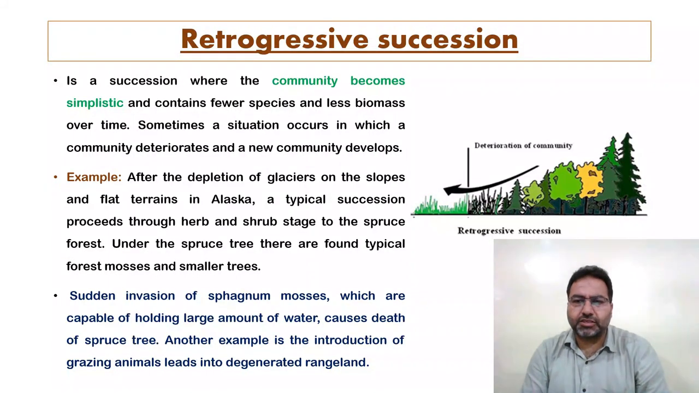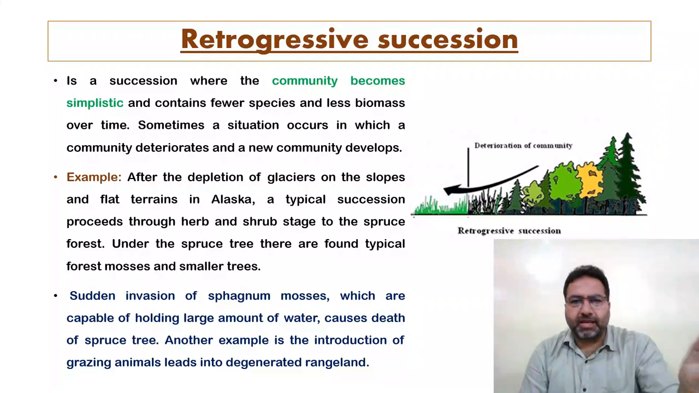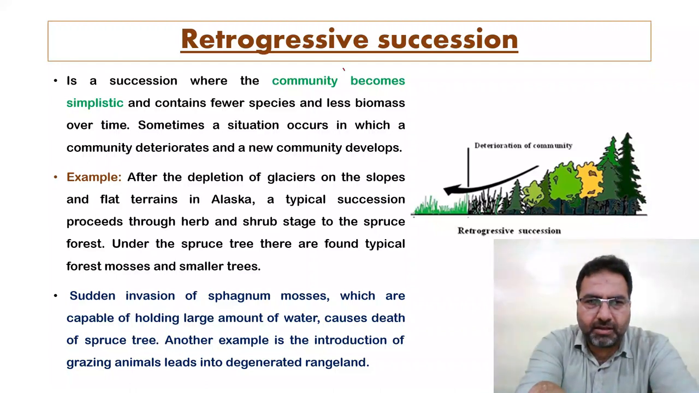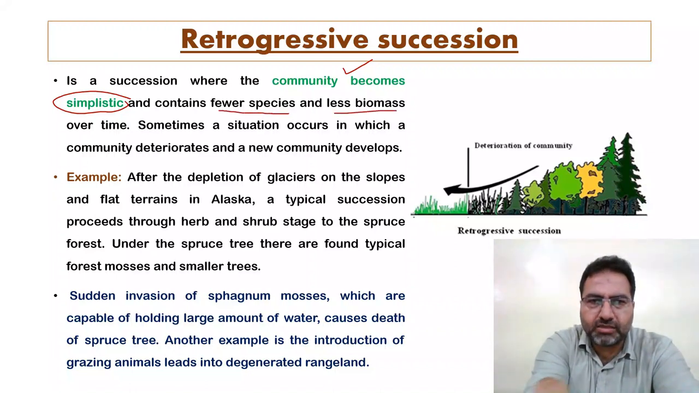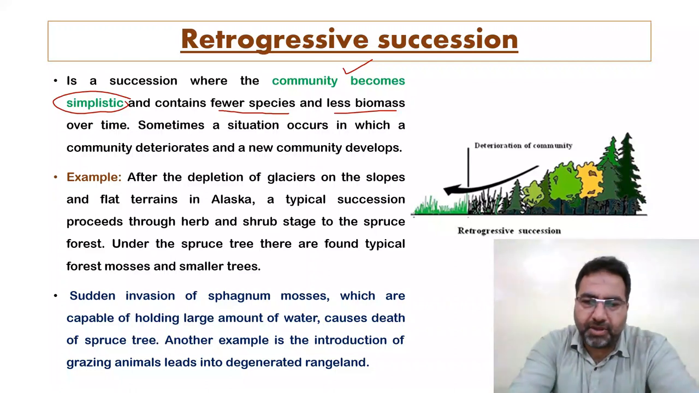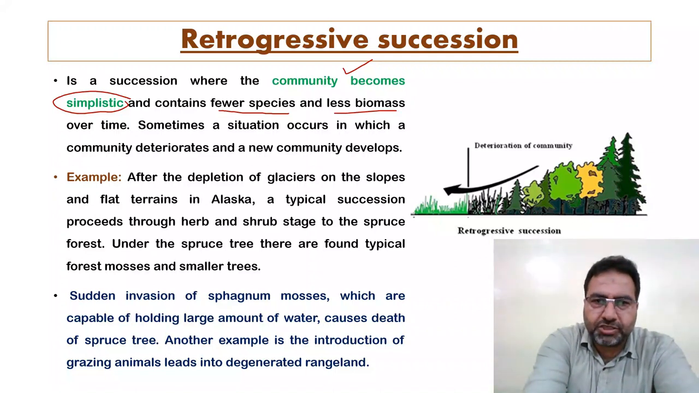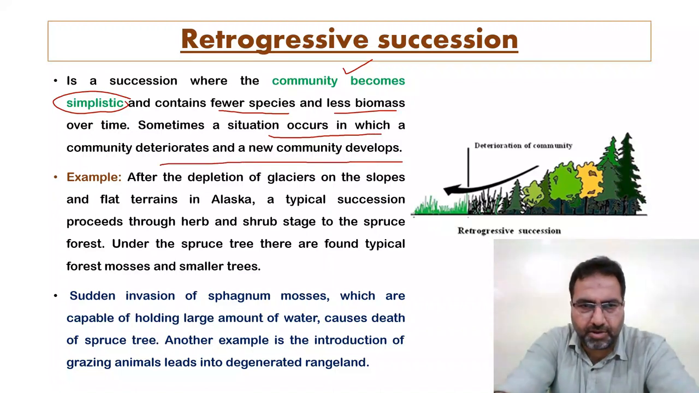Here in this succession, it is the reverse of the progressive succession. The complex becomes simple. It is from complexity toward simplicity. So it is a succession where the community becomes simplistic and contains fewer species and less biomass. In the earlier case, the community became complex, the species number increased, and then biomass increased. But herein the species became fewer and the biomass became less. Sometimes a situation occurs in which a community deteriorates and a new community dwells, which is simpler than the earlier community. So there are many examples of it.